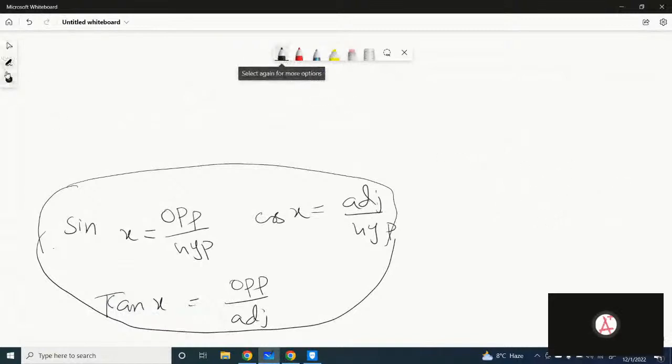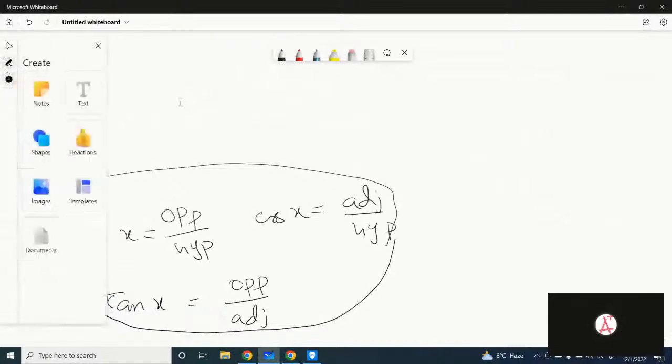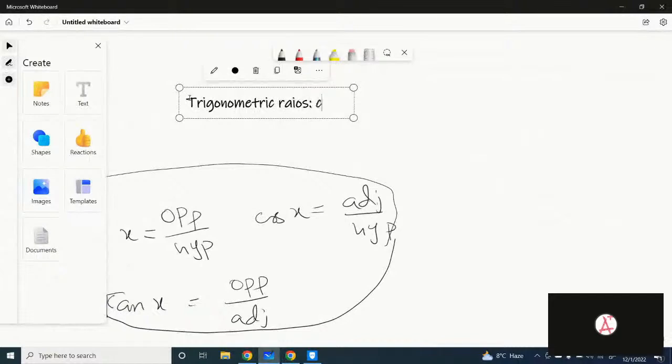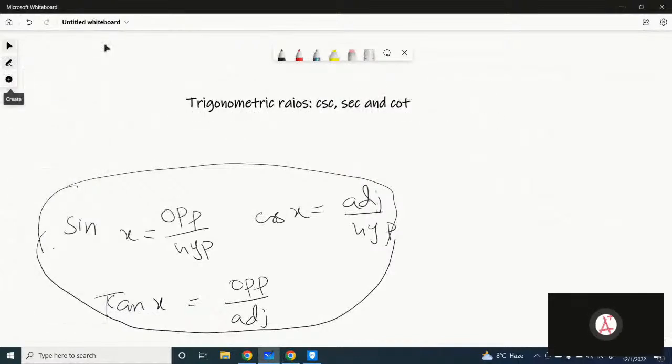Okay, let me write down the lesson name, that is trigonometric ratios: cosecant, secant, and cot. Okay, so cosecant is the reciprocal of the sine.